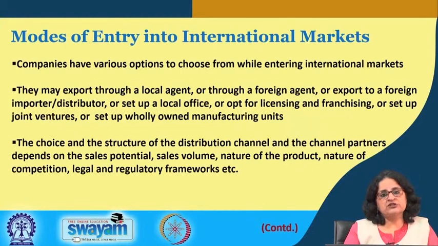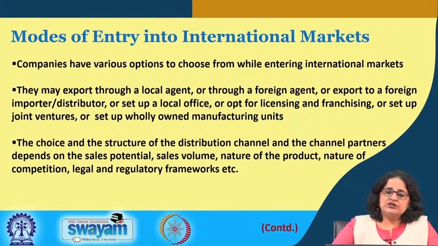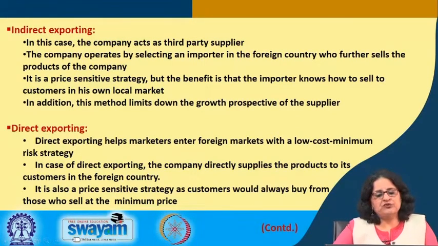The choice and structure of the distribution channels and the channel partners depends upon the sales potential, the sales volume, the nature of the product, the kind of competition that exists, the legal and regulatory framework, etc. But companies could have different options to choose from. To start with, they could go for indirect exporting. In this case, the company acts as a third party supplier, and it will operate by selecting an importer in the foreign country who further sells the products of the company.